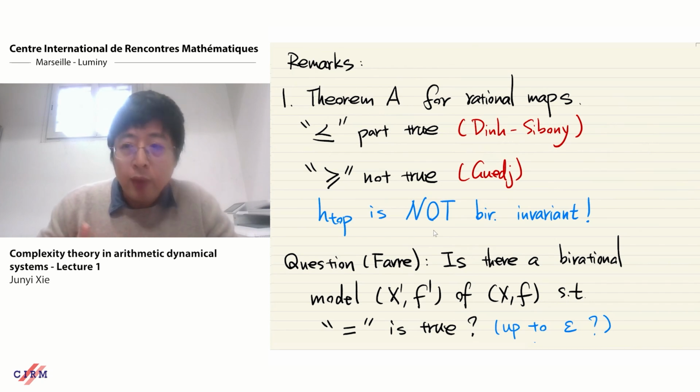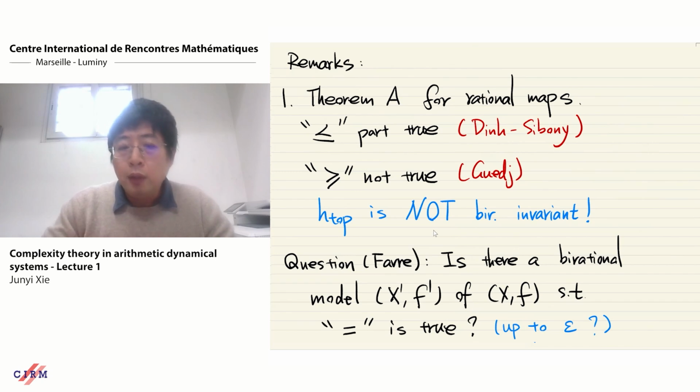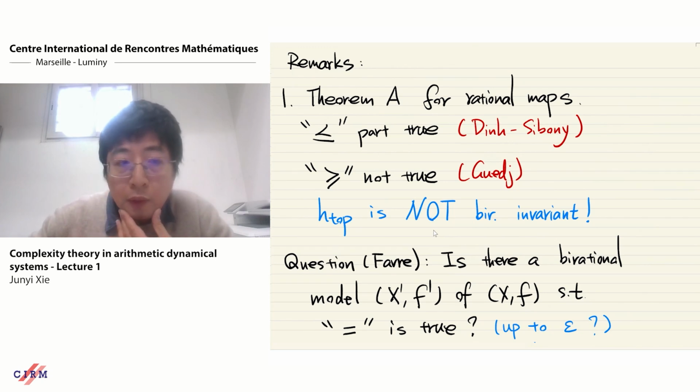So Favre asked the following question. Because this topological entropy is not a birational invariant, is there a birational model X prime, F prime of our original dynamical system X, F such that we can make the equality hold, or maybe not exactly equal, but for every epsilon, we can find some birational model such that the equality holds up to epsilon? Okay, I think this is the first remark.